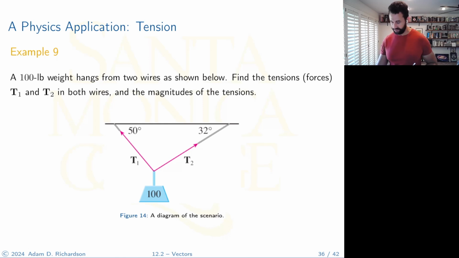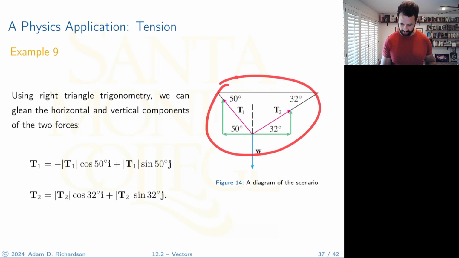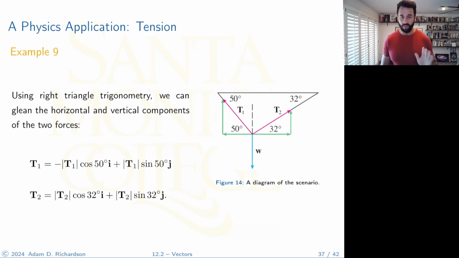All right, here we go. Let's do this one together. By right triangle trigonometry, we can glean the vertical and horizontal components of these two forces. I'm going to be referring to this figure here. One thing I want to remind you of is that T1 and T2 are vectors, right? They are not real numbers. They're not scalars. They're vectors, so they're like arrows, okay?